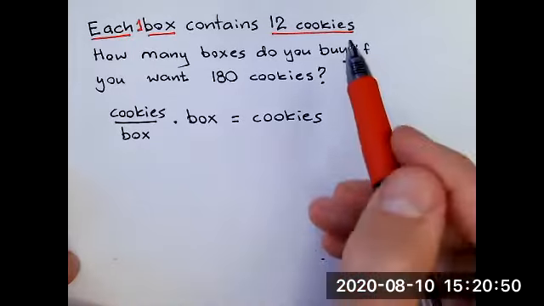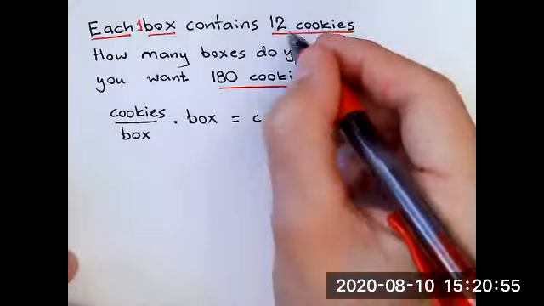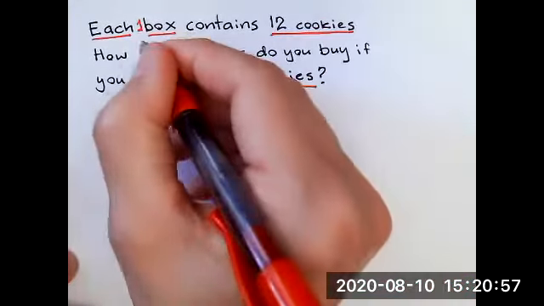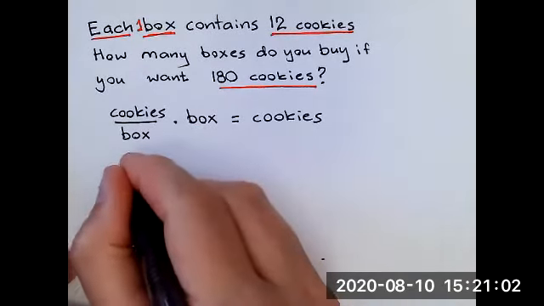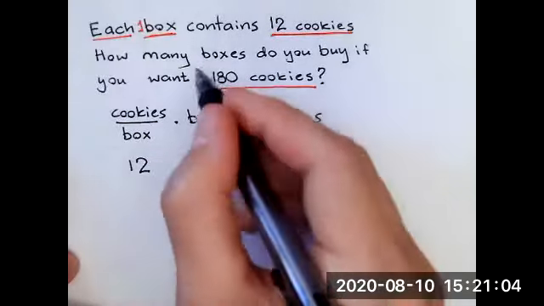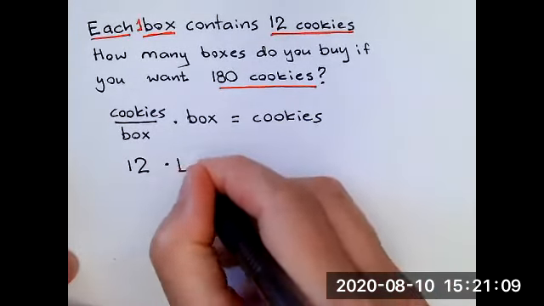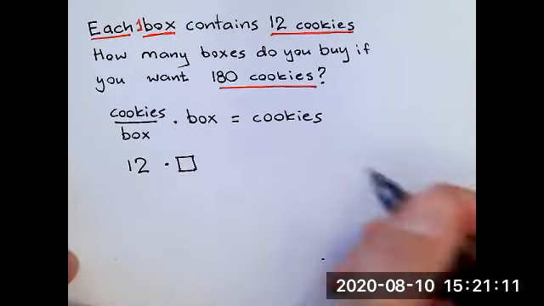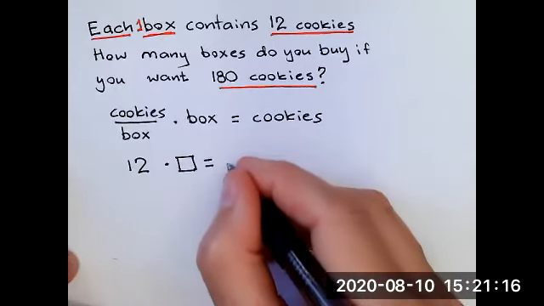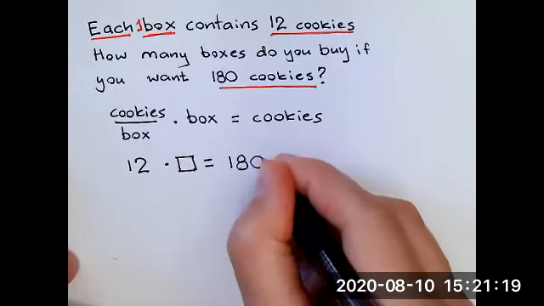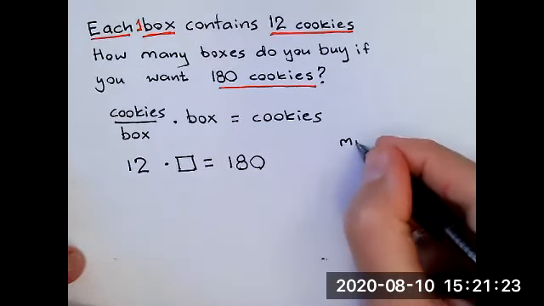Now it might be confusing because we have cookies here and cookies here, but this is the number of cookies in 1 box. So the 12 goes here. We're looking for the number of boxes, so that's where our box goes. The total number of cookies is 180. We have a missing factor.